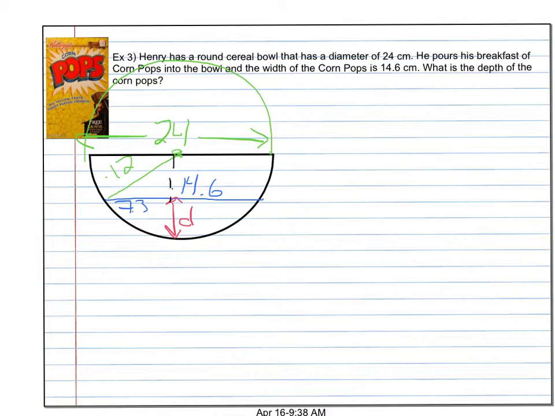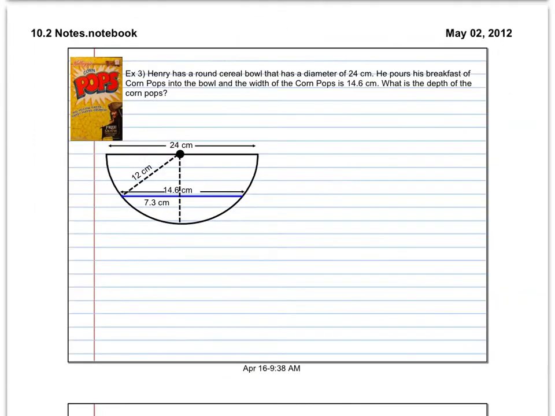So again, it's a two-step question. Let's erase this 14.6. You need to find the height of the triangle first, and call it A, and using that information with the radius we can find the depth of the corn pops. If you turn the page, you will see everything I just drew out a little bit neater, with explanation, so hopefully that'll help. So, two steps again.